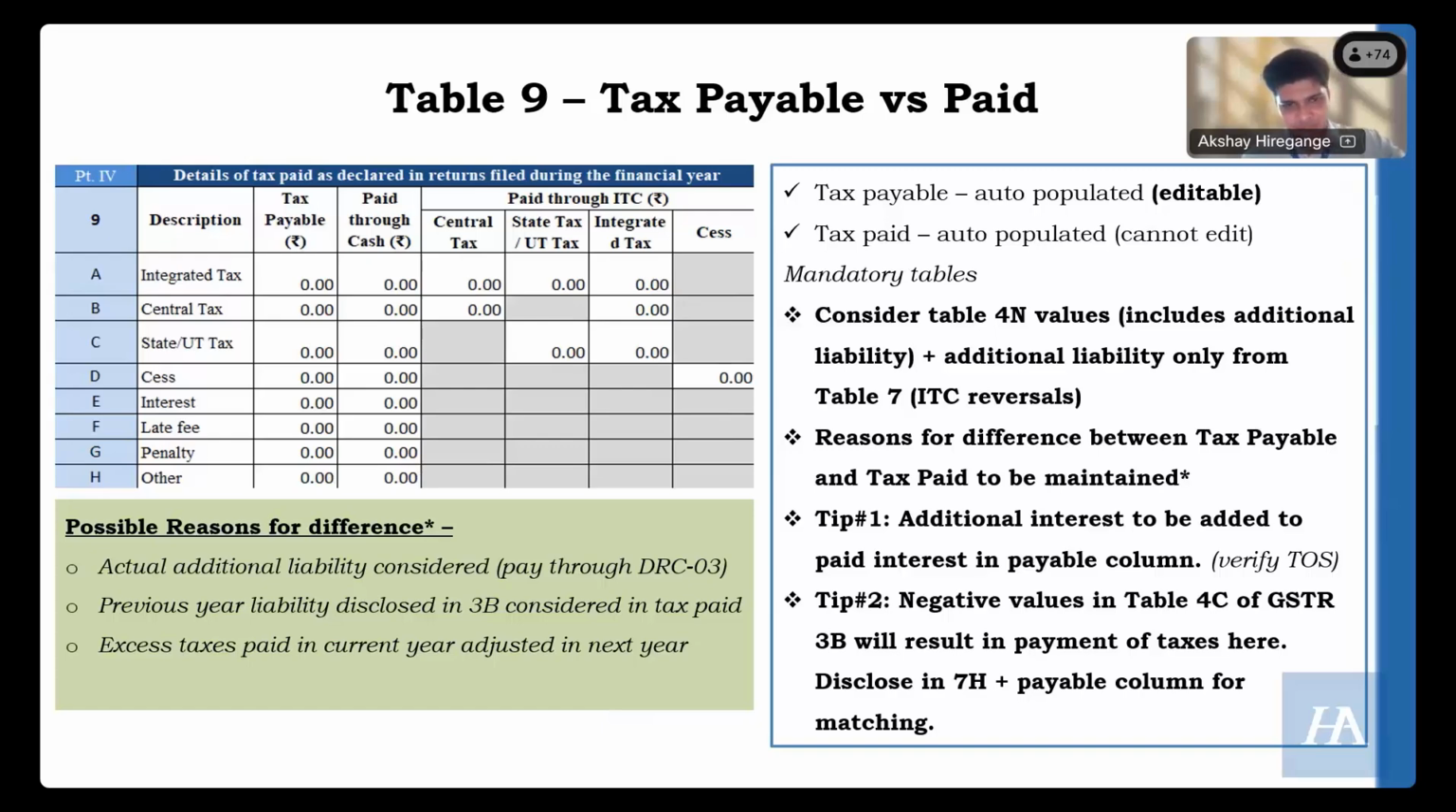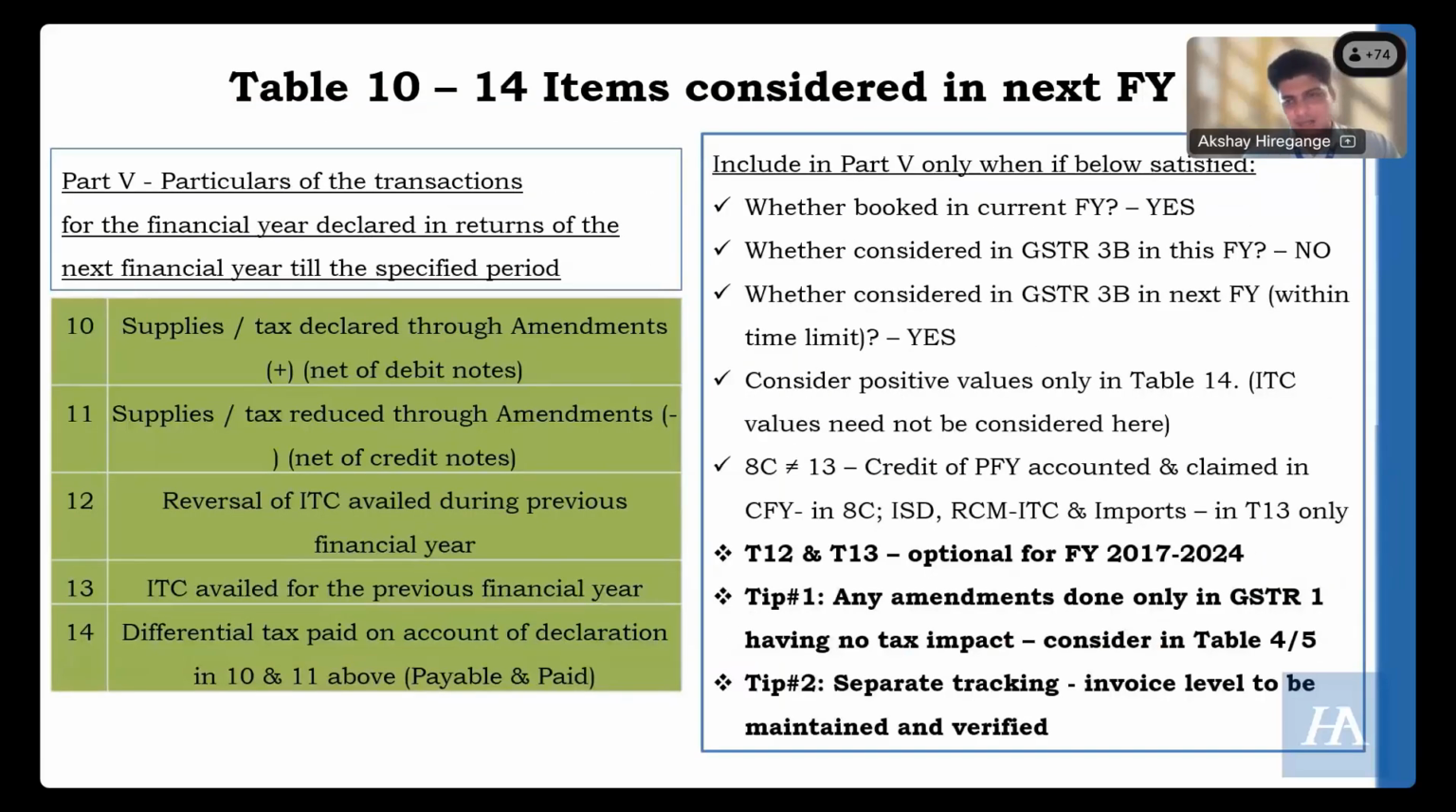Again here, I feel the department could have been able to identify such transactions and negate them from coming into the returns, but that has not been done. There could be reasons for variance between tax payable and tax paid. First and foremost, additional liability. Second, previous year liability disclosed in the 3B, which is considered in the tax paid, or excess taxes paid in the current year, which is adjusted in the next year. All these could be the reasons for the variance between tax payable and tax paid.